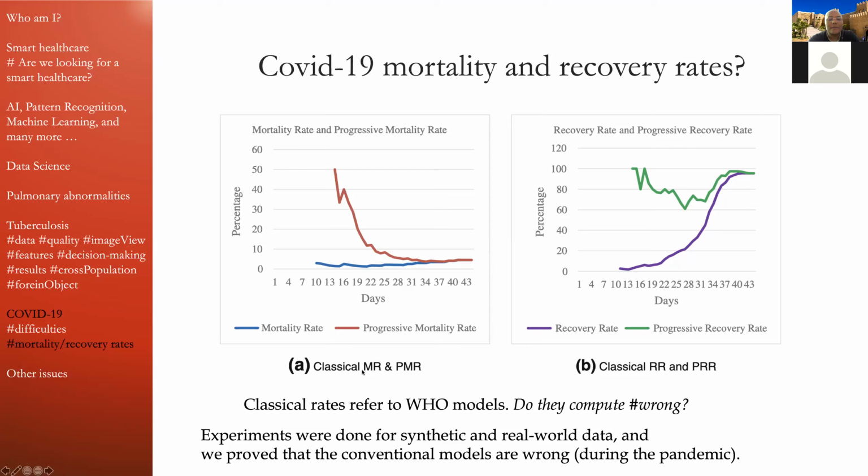If you see the classical one, this is WHO. I don't want to say WHO, but this is the conventional one. Why do we call ours progressive? Because we have not determined the mortality rate yet. It is progressive until things are done. This is the one we worked on, synthetic data of 200 people in one village. If you take a look here, the blue one, the mortality rate is too small because they take everything into account, but we don't.